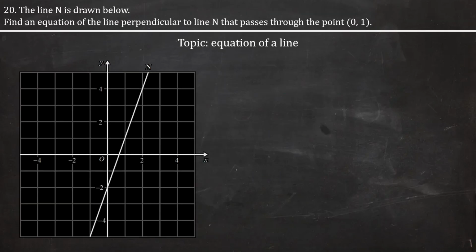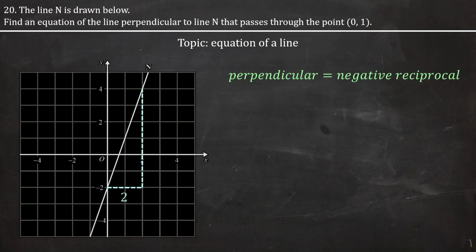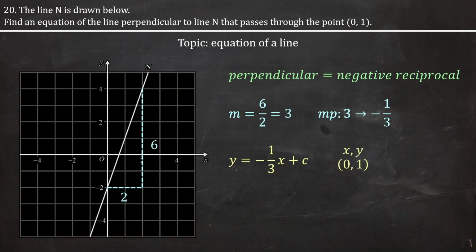Question 20, an equation of a line here. So we need to find the equation of a line perpendicular to line N that passes through that point. So perpendicular means that we need to find the negative reciprocal of the gradient of line N. So first we need to find the gradient. We choose 2 points, we draw a little triangle, and we find a run and a rise. So the gradient is going to be 6/2, which is 3. So the gradient of the perpendicular, we need to find the negative reciprocal, so 3 becomes -1/3. So we know that my line is y equals -1/3x plus c, and it goes through the point 0, 1.